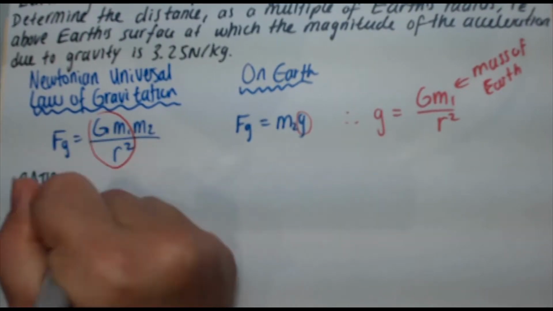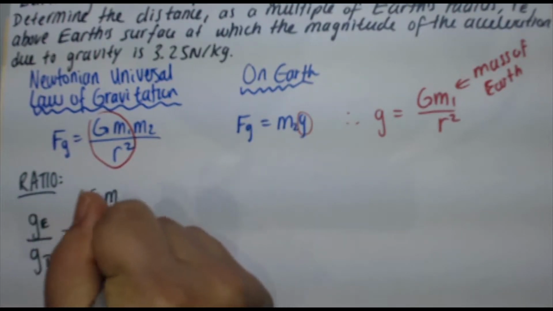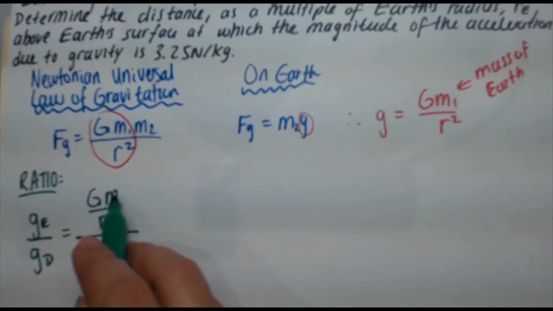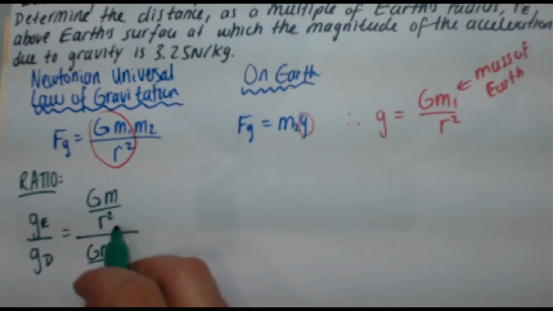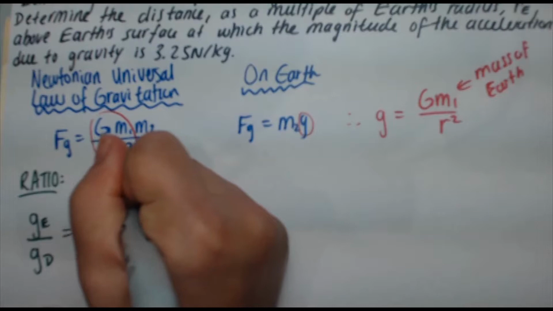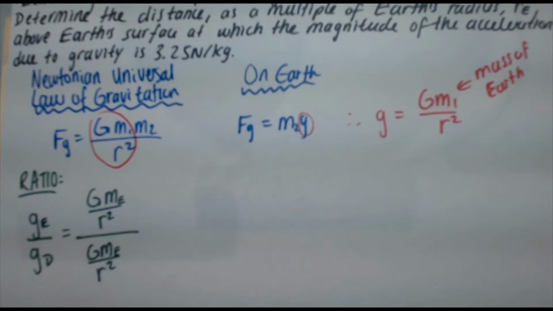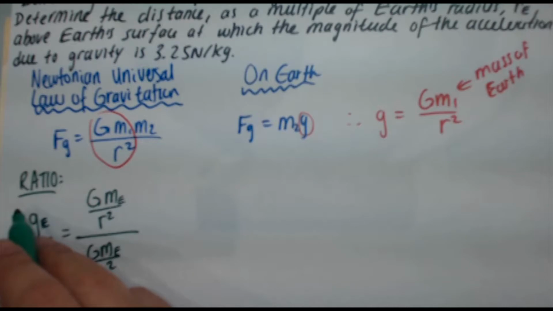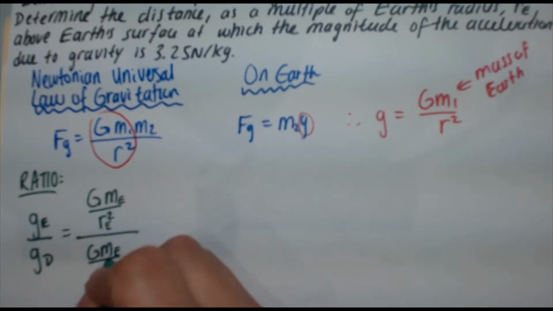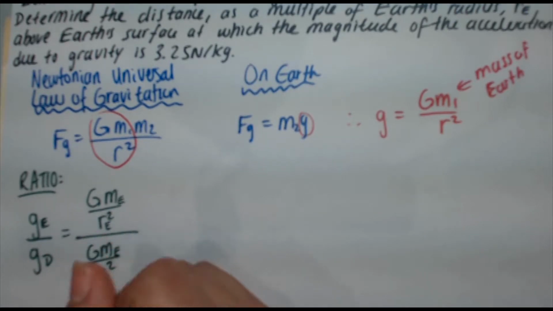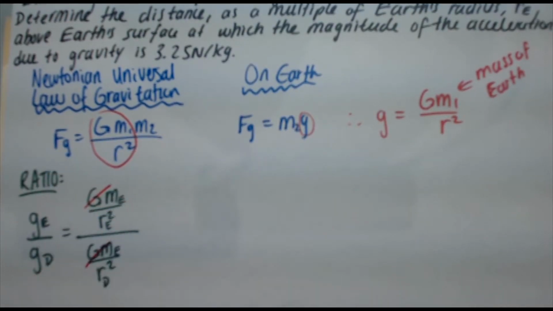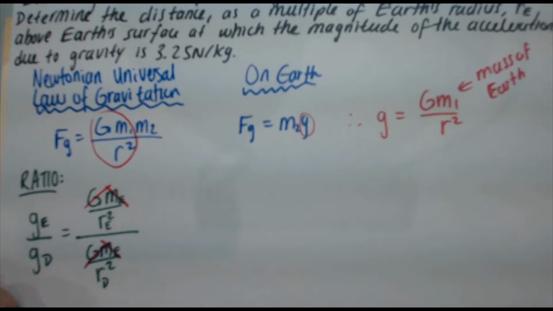Gm over r squared over Gm over r squared. Now, the G's are the same for both. The masses are the same for both because it's still the mass of the Earth causing the acceleration. So you can put the subscript E if you'd like. The distances are what are going to be different. For the acceleration due to gravity on Earth, this is the distance between the center of the Earth and the surface, the radius. And this will be rd. This is going to be the distance between the center of the Earth and this new location. That's what we're trying to find. So there's a couple things we can cancel out here. We can cancel out G because it's the same. We can also cancel out the mass of the Earth because it's the same.